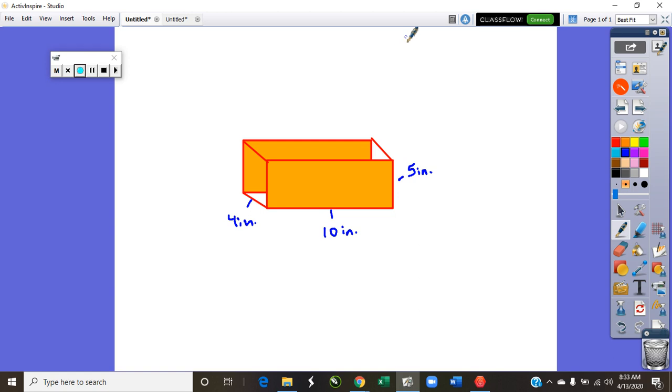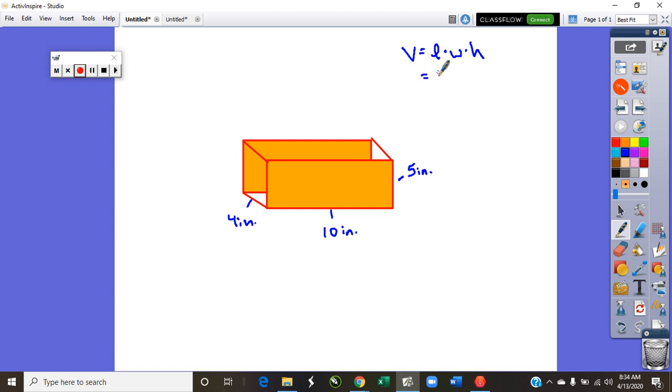Okay. So the first thing you should have done was write the formula. Volume equals length times width times height. Then I'm going to give this some dimensions. Well, let's say this is my length. And again, it doesn't matter which one you make your length, your width, your height. It does not matter. Okay.